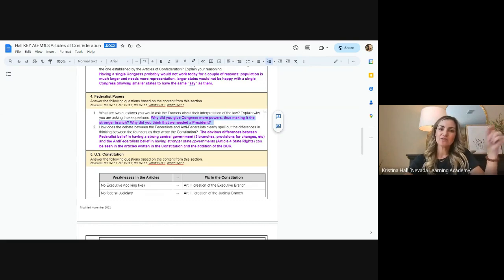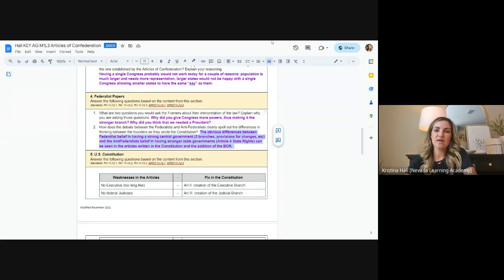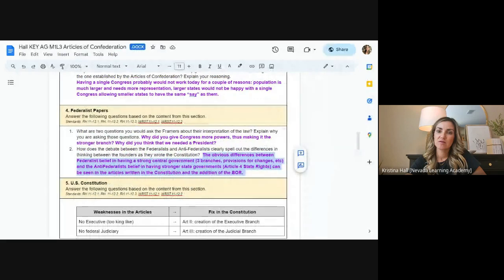How does the debate between Federalists and Anti-Federalists clearly spell out the differences in their thinking between the founders as they write the Constitution? There's some really obvious differences in those beliefs. So I'll put this in the chat and we'll talk about them. Okay, so the obvious differences is that Federalists believed in having a stronger central government. Here, and I can even make this a little bigger. There we go. Oops, too big.